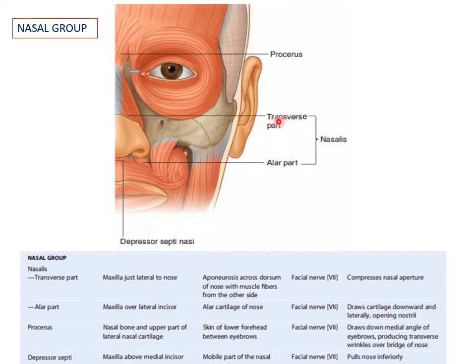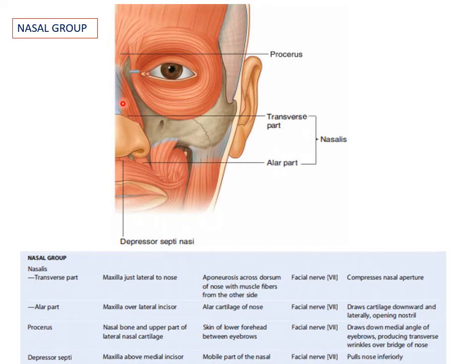This transverse part arises from the maxilla just lateral to the nose, and its fibers form an aponeurosis which crosses the dorsum of the nose and meets with the aponeurosis of the muscle of the other side.